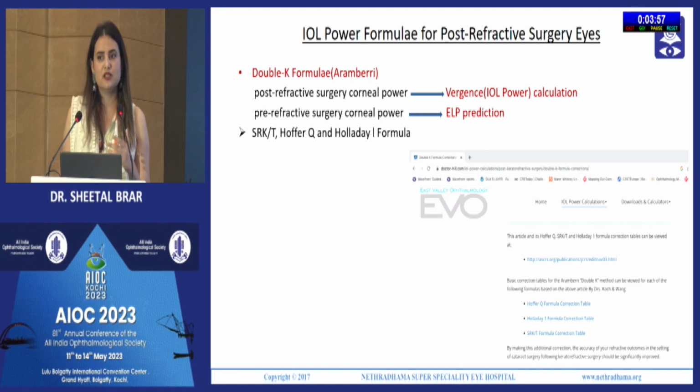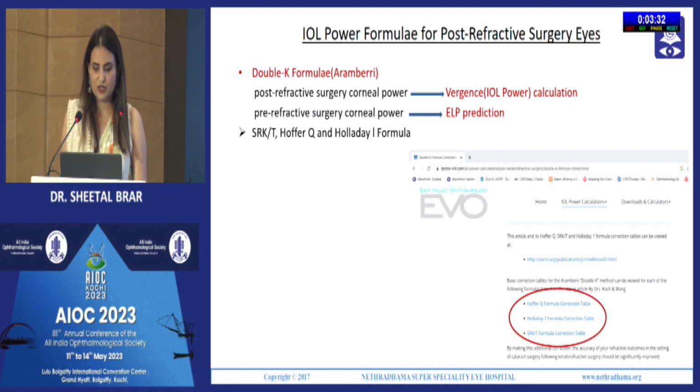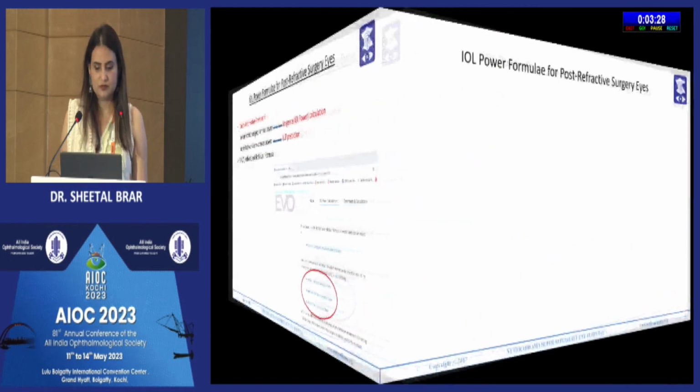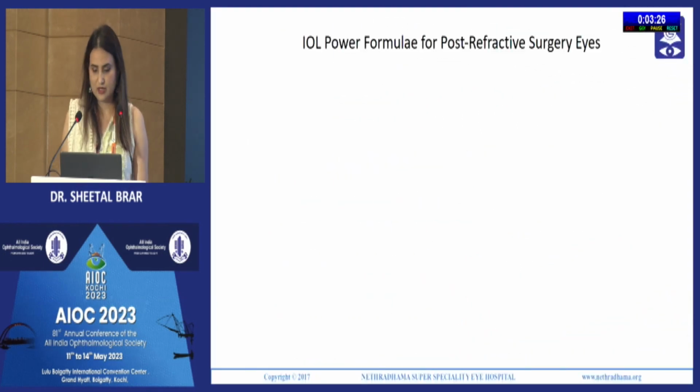So as I said, the third generation formulae depend upon keratometry and axial length for ELP estimation. What it does is it uses the post-refractive surgery corneal power for the actual power calculation and the pre-refractive surgery corneal power for the ELP prediction. You can use the adjustment or correction tables available on drhill.com, from which you can derive the IOL power calculation.